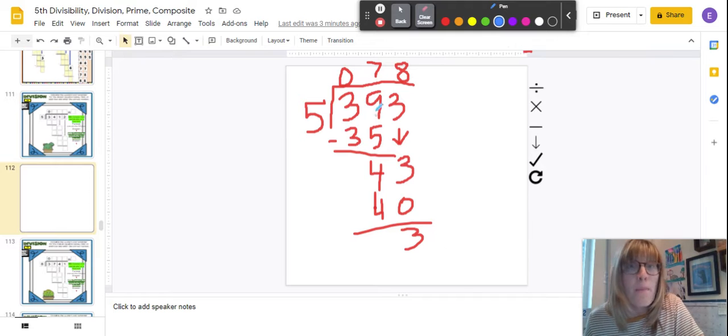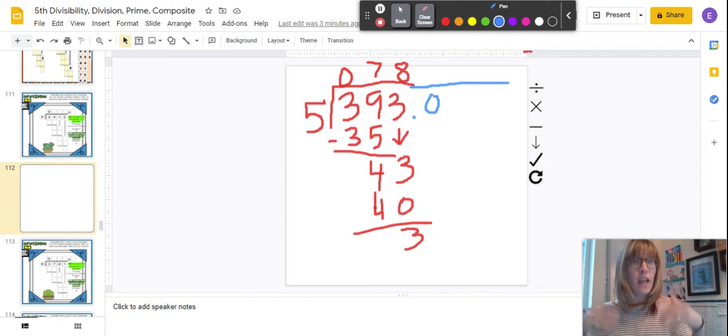3 is smaller. But what I can do is I can extend my house, if you will. I can make my roof longer and I can add this. So if you think about it, 393 is the same value as 393.0, right? There are no tenths. We're just creating another digit, essentially. So what we want to make sure to do is this is legal to do, but we need to remember to bring our decimal up to the quotient spot, up to our rooftop of our house.